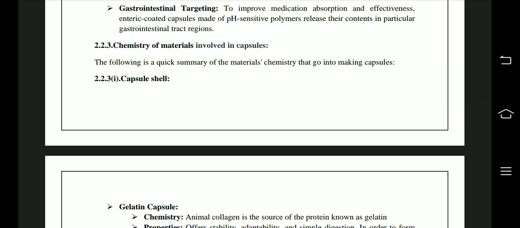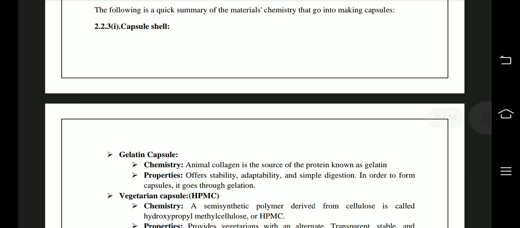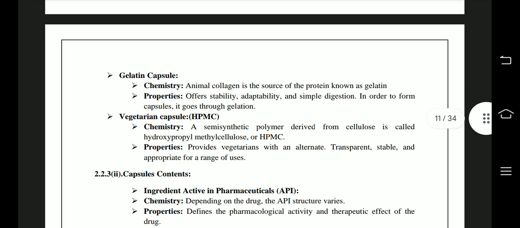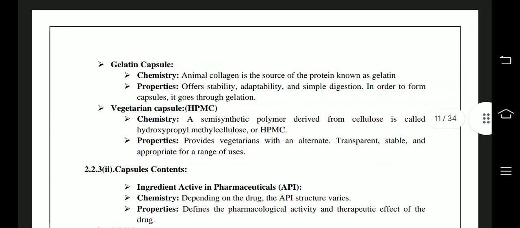Now I am going to explain the chemistry of materials involved in capsules. The following is a quick summary of the materials chemistry that goes into making capsules. Capsule shell: gelatin capsule and vegetarian capsule. In gelatin capsule chemistry, animal collagen is the source of the protein known as gelatin. Properties offer stability, adaptability, and simple digestion. In order to form capsules, it goes through gelatin.